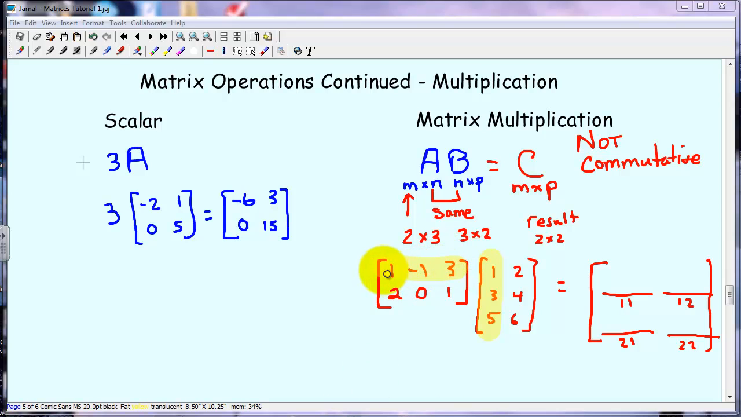So the way this works is we're going to multiply the first item here by the first item here, so we have 1 times 1.